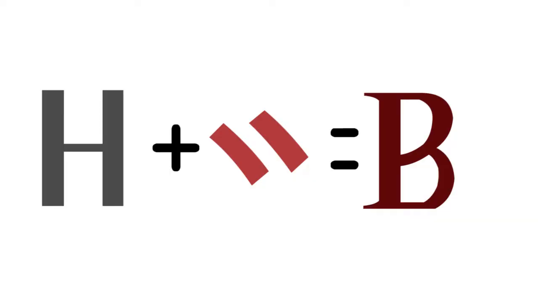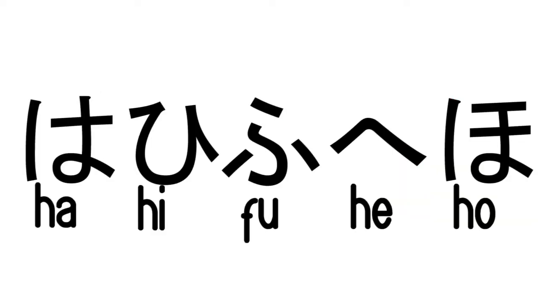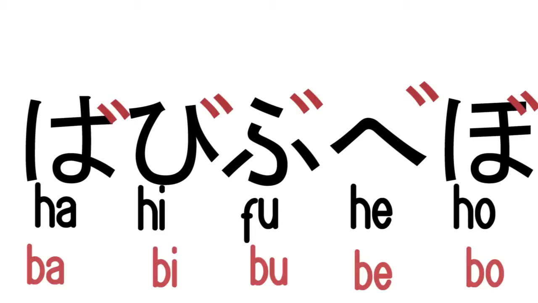And finally we have the H sounds becoming B sounds. We have ha, hi, he, ho becoming ba, bi, be, bo. And funnily enough, even though fu is considered to be not quite the same sound as hu, it ends up being pretty much the same because fu just becomes bu when it has the ten-ten.